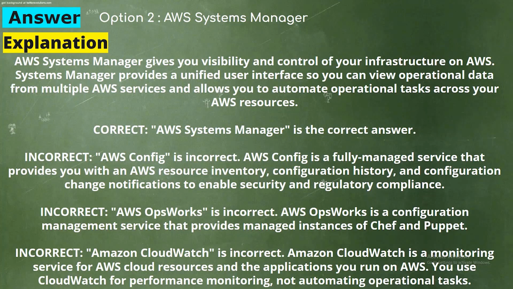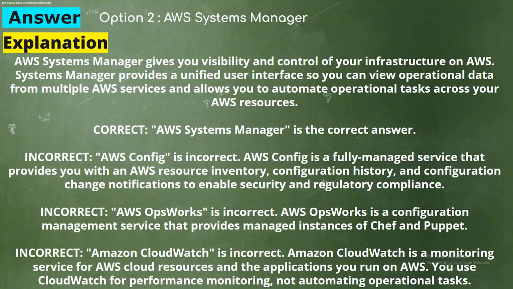Incorrect. AWS Config is incorrect. AWS Config is a fully managed service that provides you with an AWS resource inventory, configuration history, and configuration change notifications to enable security and regulatory compliance. Incorrect. AWS OpsWorks is incorrect. AWS OpsWorks is a configuration management service that provides managed instances of Chef and Puppet.